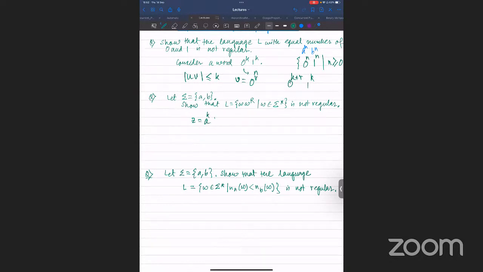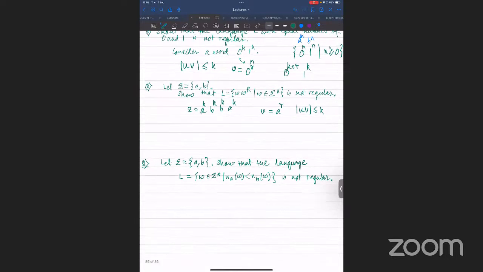a^k b^k b^k a^k, correct? So the v has to be only some a's here. So v again is of the form a^r, correct? Clear? Because |uv| is less than or equal to k, right? And now I can pump and it doesn't remain in the language. It's clear, right? Good. What about this n_a(w), n_b(w)?